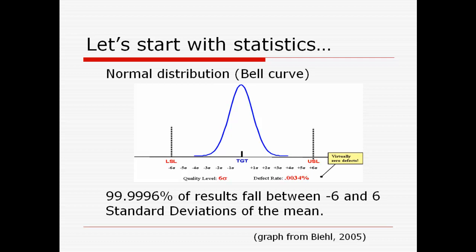Let's start with statistics. A normal distribution is shown here on a bell curve. You can see that nearly 100% of the results fall between -6 and +6 standard deviations of the mean. The mean in a normal curve is the midpoint, here labeled as target.